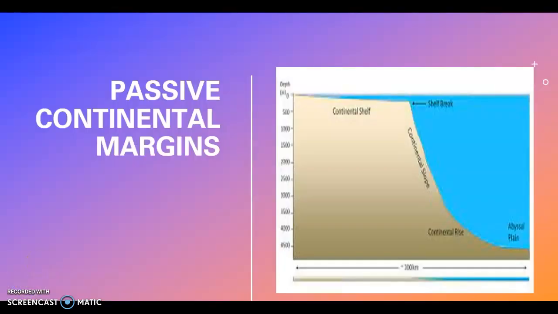The continental shelf, the continental slope, and the continental rise are all part of passive continental margins. Passive continental margins are inactive regions that are a great distance from plate boundaries. They are also sites where large quantities of sediments are deposited.